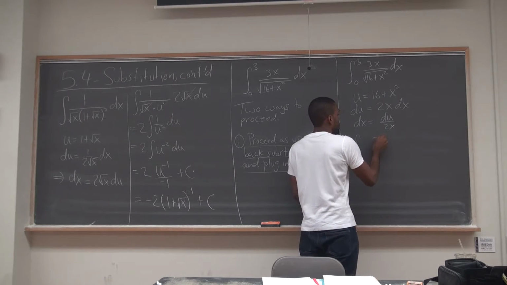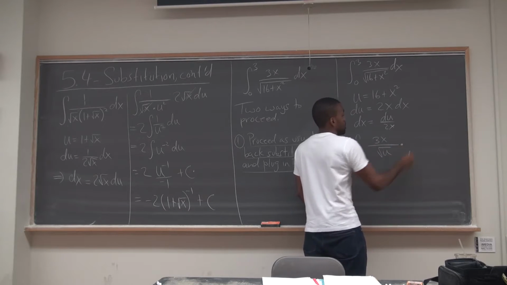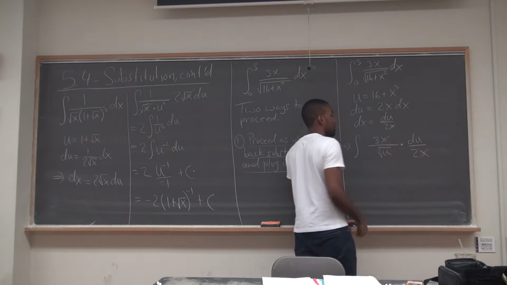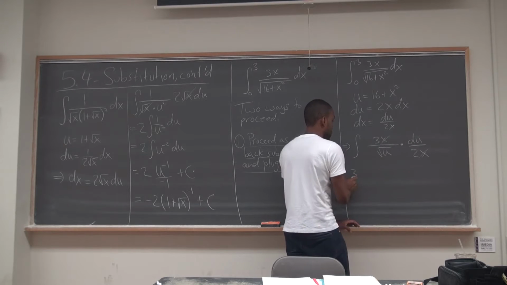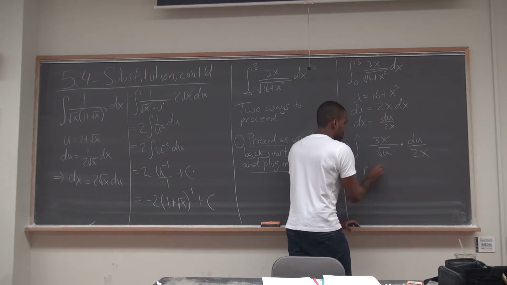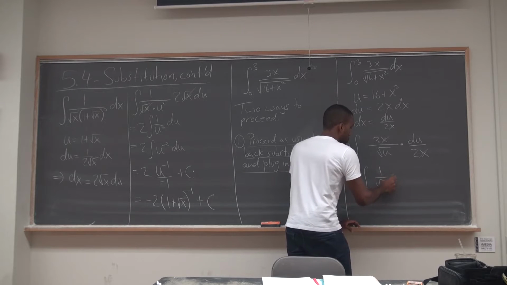So we have our 3x here over, that guy's just radical u, times my du over 2x. These x's will cancel. And I'm going to be able to bring that 3 over 2 on the outside. So it's going to be 1 over radical u du.